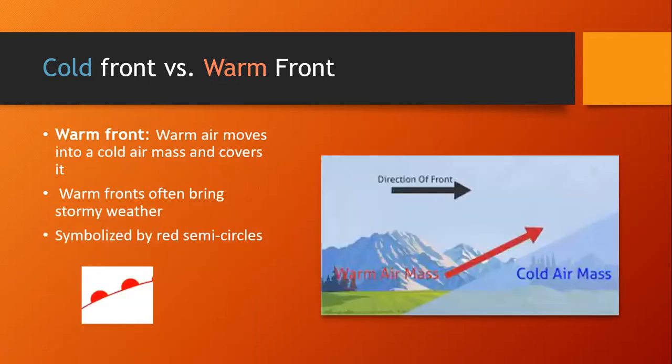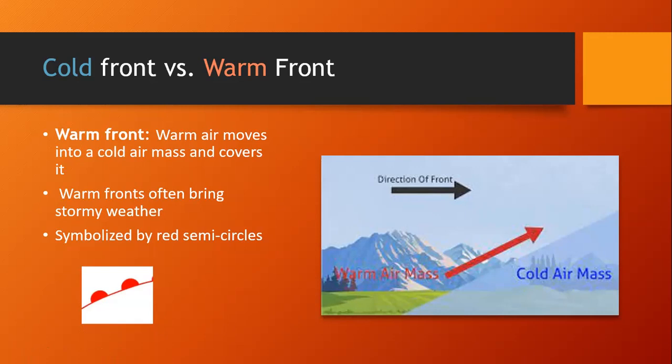Now, next up is a warm front. Just as the cold front moved into warm air, for a warm front, warm air moves into a cold air mass. So a good way to memorize it is: in the cold front, the cold moves in; in the warm front, the warm moves in. The warm moves into a cold air mass and essentially covers it.